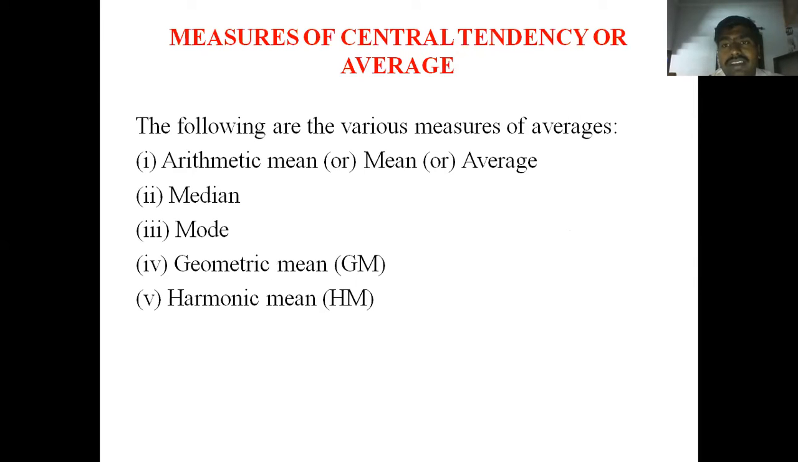And how do we measure? What are the measures of central tendency methods? How do we measure that central value? In order to measure that, we have 5 different methods. One is arithmetic mean, second median, third mode, fourth geometric mean, fifth harmonic mean.